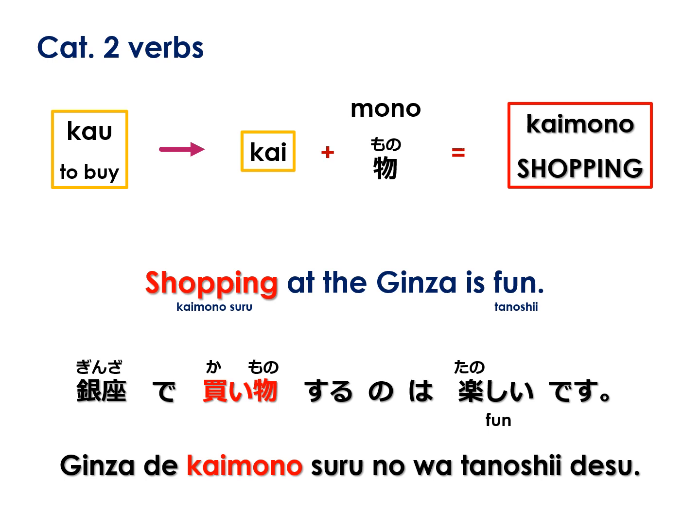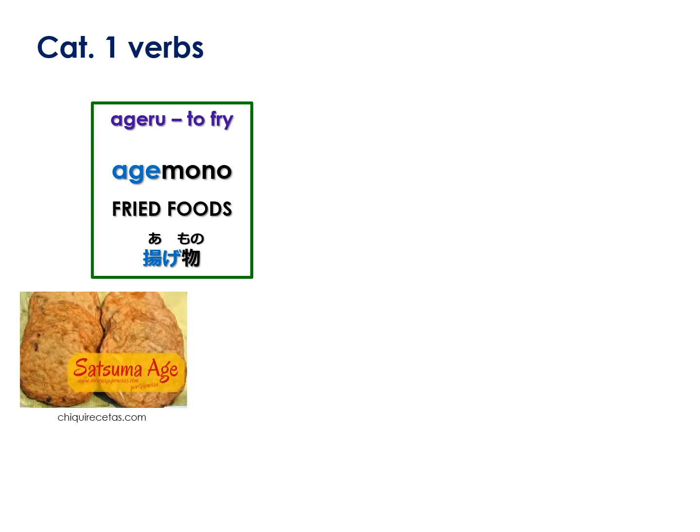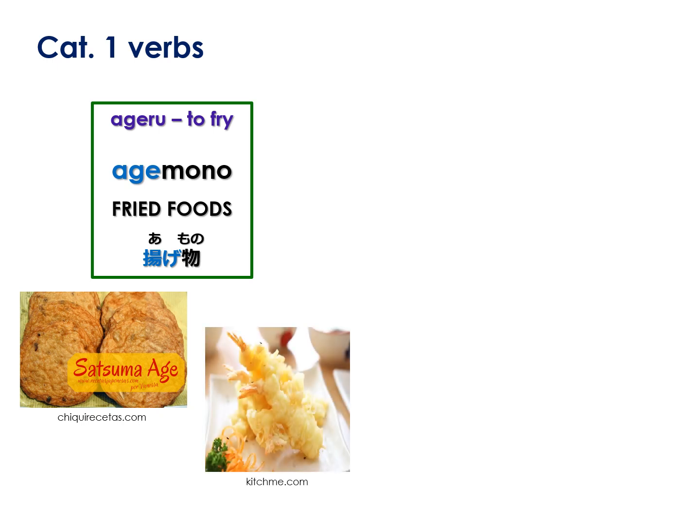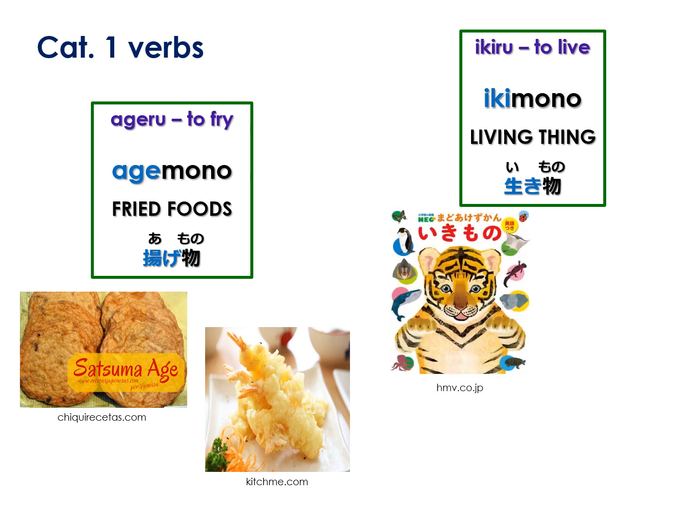before this, lesson 44. Now let's look at additional things that are formed from category 1 verbs. To fry is ageru, and agemono are fried foods such as satsumaage, which is deep-fried fish cakes, and tempura. Ikiru means to live, to be alive, and ikimono means living things. Ikimono can also mean seafood sold at the supermarket that is so fresh it can be prepared for sashimi.